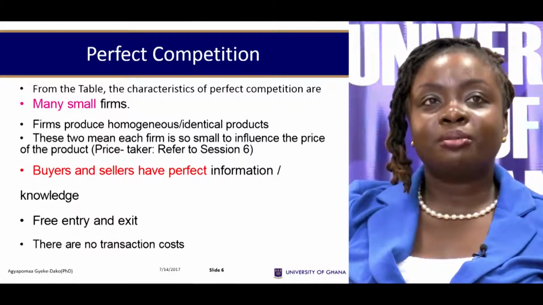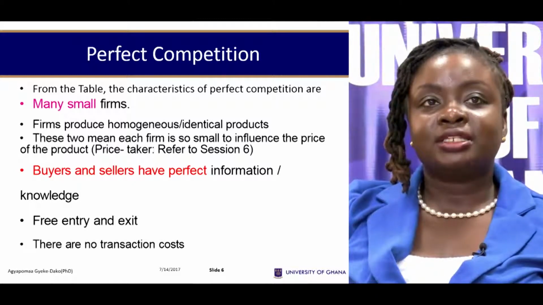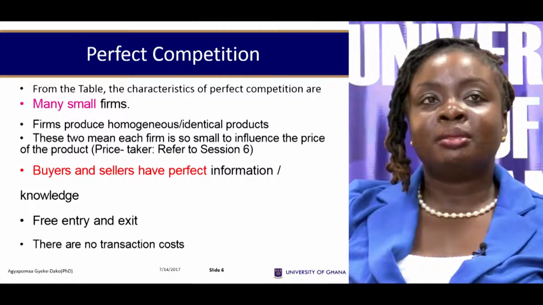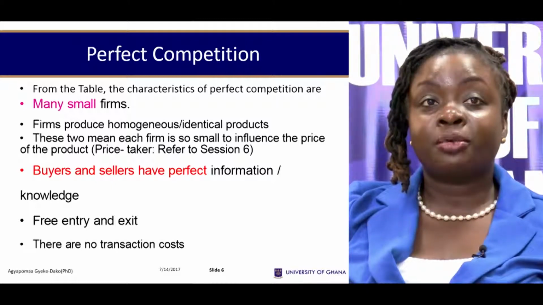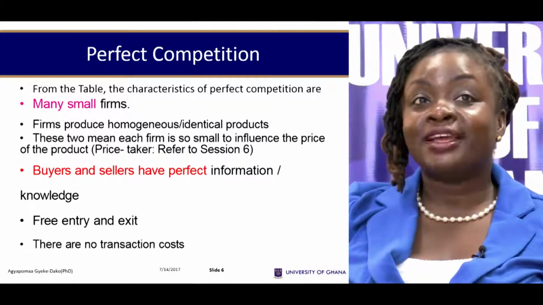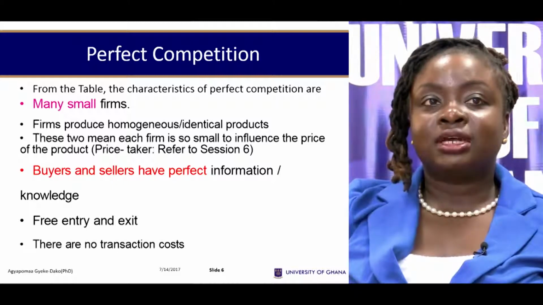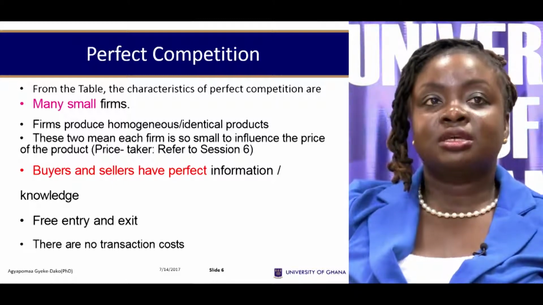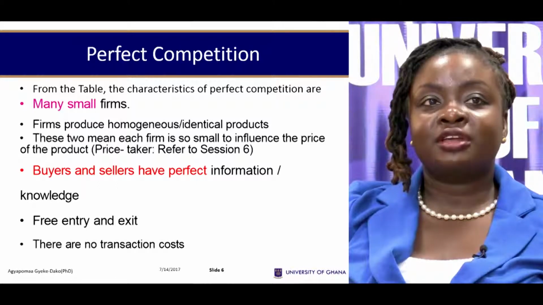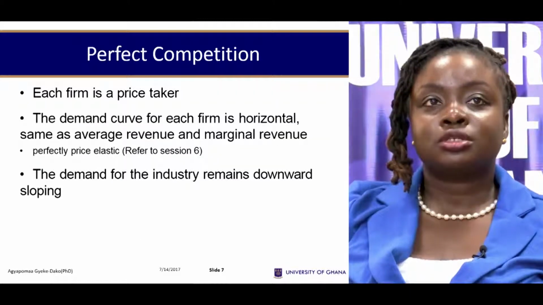So taking perfect competition, remember all the characteristics that I've given. There are many small firms in there such that each firm is not able to influence the price of the product. And so we say that under perfect competition, they are obviously price takers. Remember, they are price takers. And there are other characteristics: the buyers have perfect information or knowledge, there's free entry and exit, and there are no transaction costs.